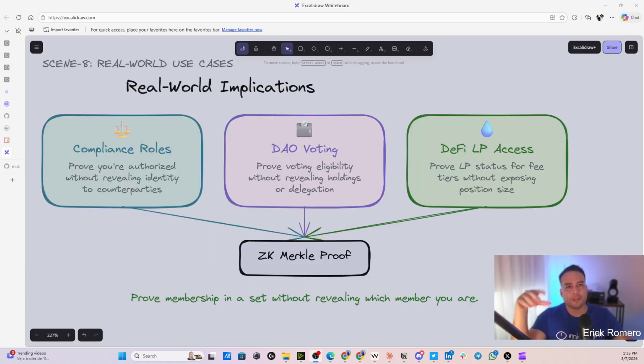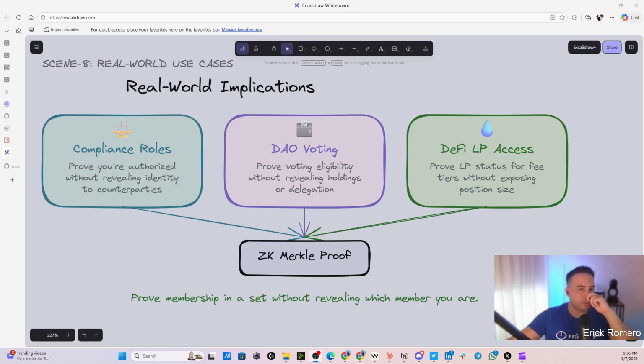This pattern, Merkle commitments plus nullifiers for access control, unlocks a lot of use cases that are simply impossible on transparent chains. Compliance roles, think regulated DeFi. A protocol needs certain addresses to be KYC verified before they can trade. On Ethereum, that KYC whitelist is public. Everyone knows which addresses passed compliance. On Midnight, you prove you are on the list without revealing your address to other participants. The compliance officer can verify, other traders cannot.